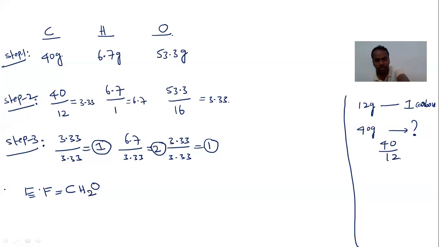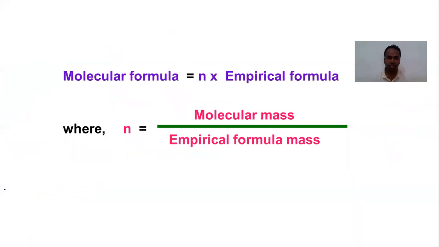Let us see what is the relation between empirical formula and molecular formula. Molecular formula is equal to N into empirical formula. What is this N? N is nothing but molecular mass divided by empirical formula mass. In some numericals, they don't give the molecular mass. Rather than giving it, they simply give the vapor density. So what is this vapor density? What is the relation between molecular mass and vapor density? If you know vapor density, how can you calculate the molecular mass?